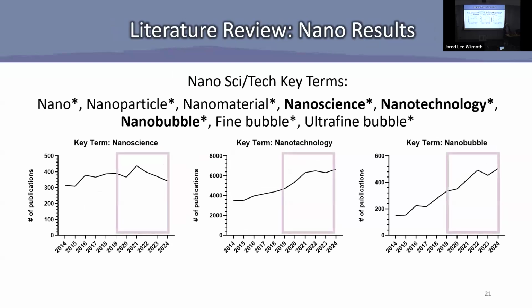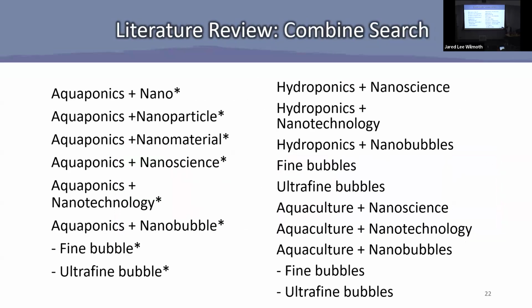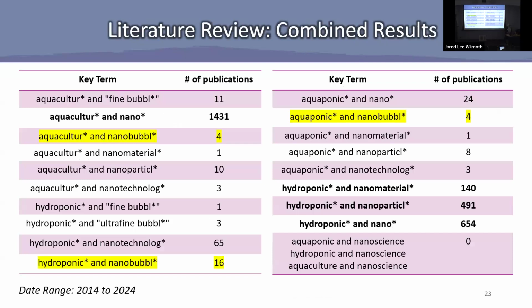Similarly, if we look at the nanoscience key terms, we also see a similar increase from that same time range, from 2019 to 2024. Here I'm showing the graphs for what's bolded. However, when you do a combined search, here are all the options we had for the combined search. You don't really see the same kind of results, with the exception of aquaculture and nano, where we have about 1,400.